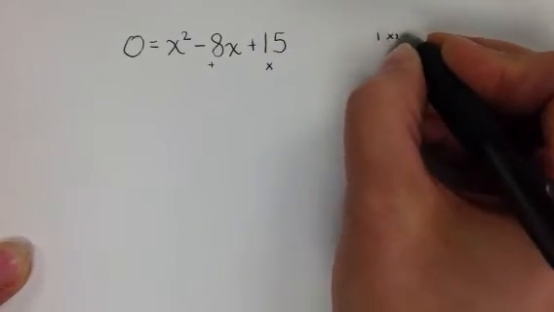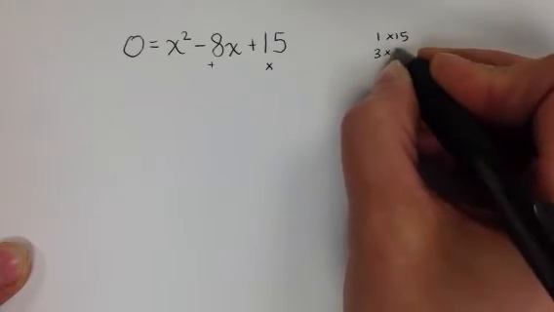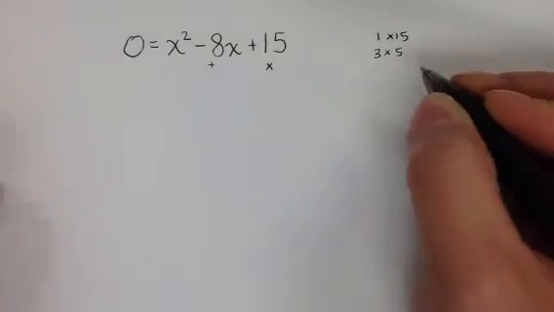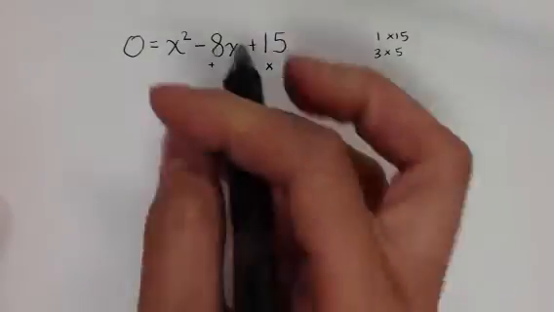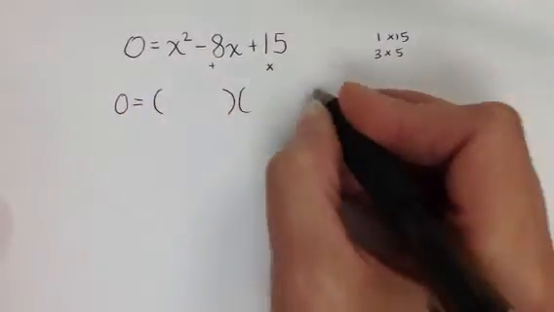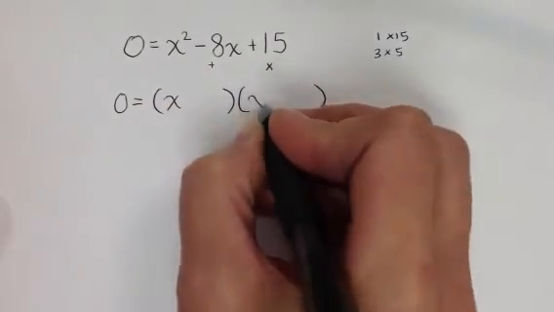So 1 times 15, 2 does not work. 3 times 5, 4 does not work. Now I'm at 5, so I'm done. So those are my two choices. So the first thing I do when I break these up is decide my signs. X times x will get me the x squared.